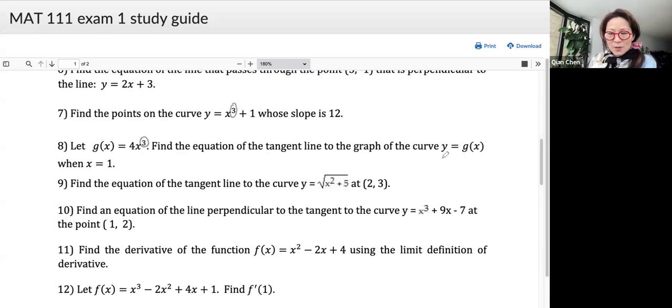Find the equation of the tangent line to the graph. Same thing, right? And we need to find the point. When x is 1, 1 cubed is 1, 1 times 4 is 4. So the point is (1, 4). Now we need to take a derivative.